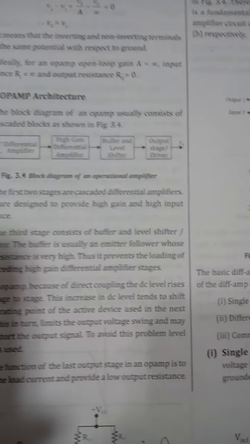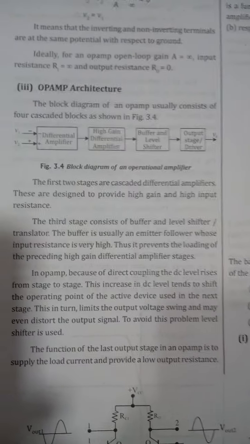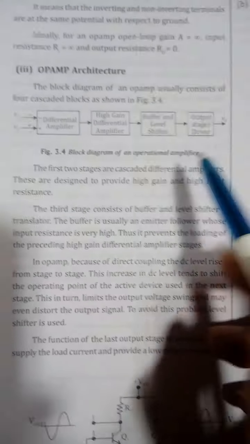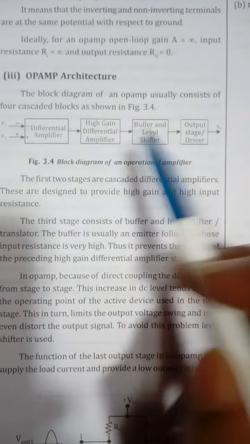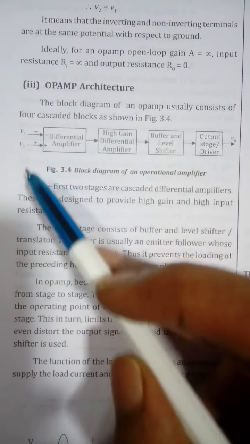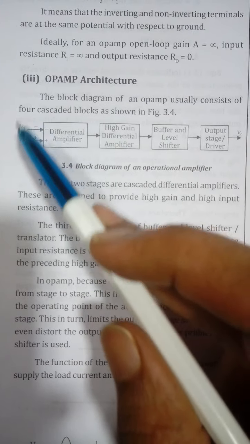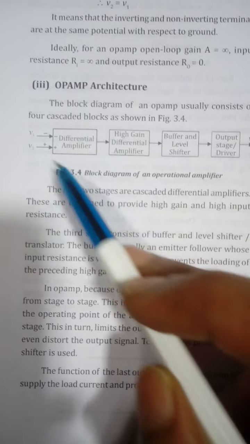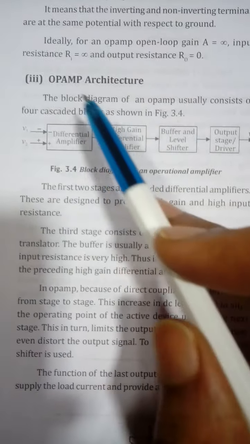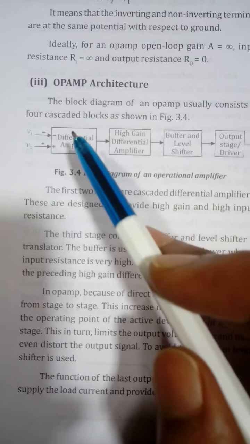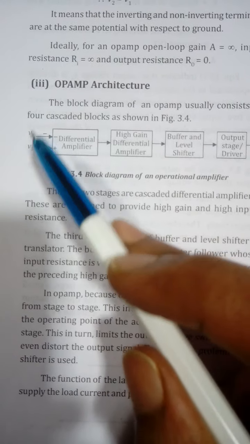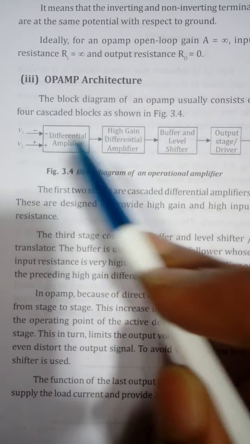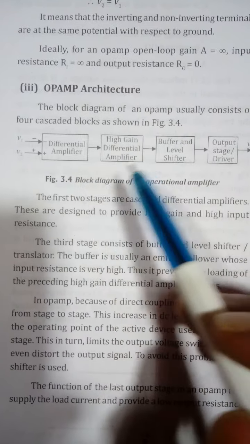Now we'll quickly go through the op-amp architecture, how the op-amp is usually made. By seeing this block diagram, you can understand that it consists of cascaded blocks. You are giving the voltages V1 and V2 as the differential voltage to the differential amplifier. Okay, so it's an amplifier, as I told you. Why is it called a differential amplifier? Because it subtracts the input voltages. So it's called a differential amplifier.